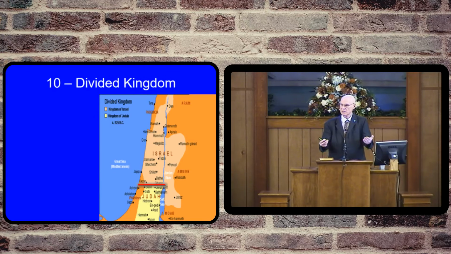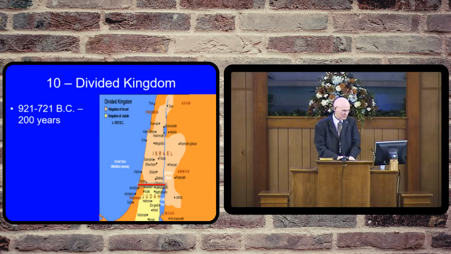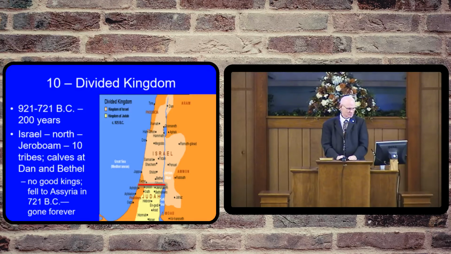So with God splitting the 10 tribes out from Solomon, we have the divided kingdom. Divided about a boundary just north of the top of the Dead Sea, between Israel in the north and Judah in the south. This lasted about 200 years, about 920 to about 721 BC. Israel's in the north. Jeroboam's their first king. There are 10 tribes there.